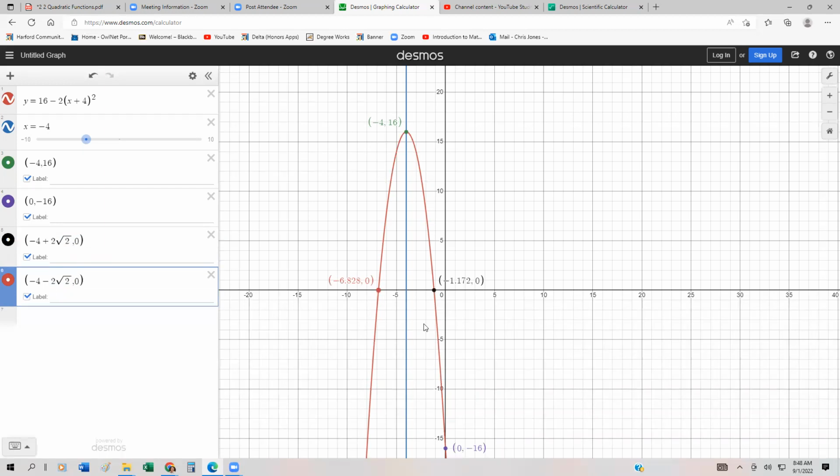Okay. So hopefully that helps you to understand a little bit about how to identify the key components of a parabola. In our last video, what we're going to do is we're going to go through and find the standard form of a parabola given a few of the key characteristics.